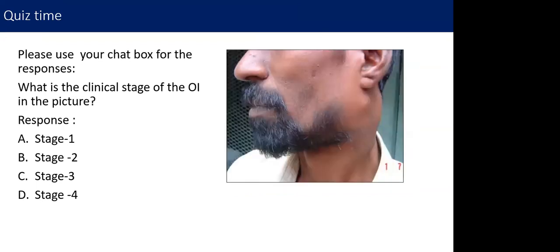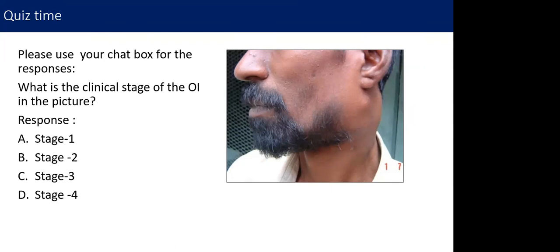So what is this? Can someone say? Yes, it is cervical lymphadenitis, which could be one of the common conditions when it comes to tuberculosis that we need to remember.